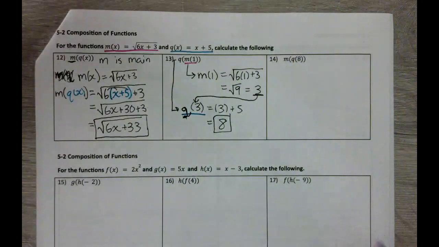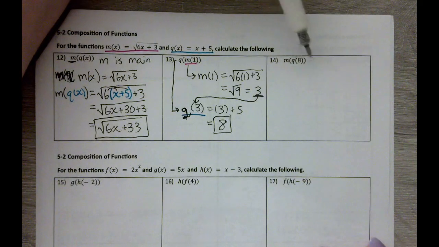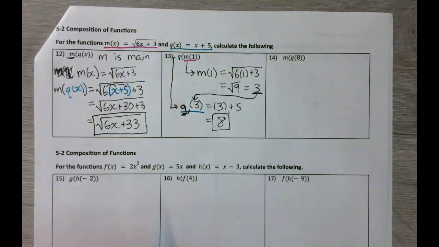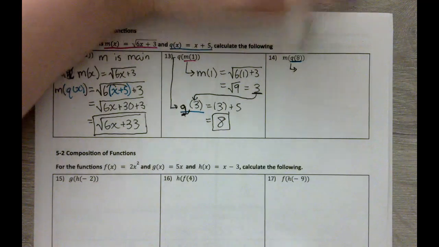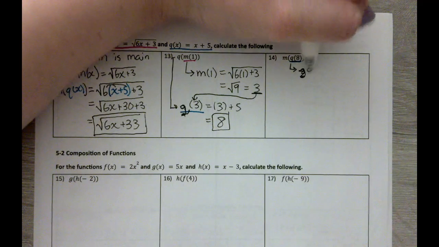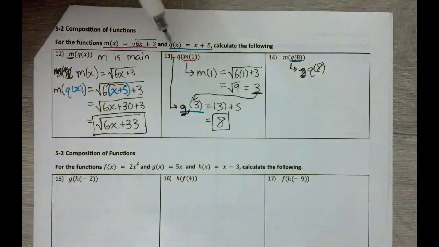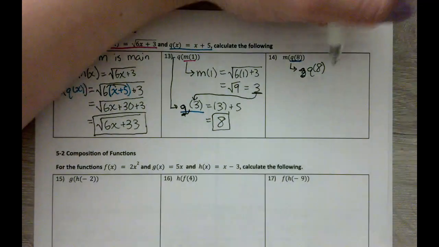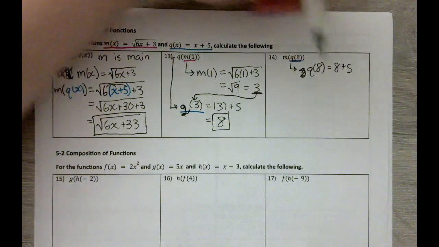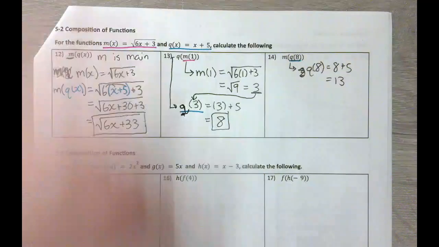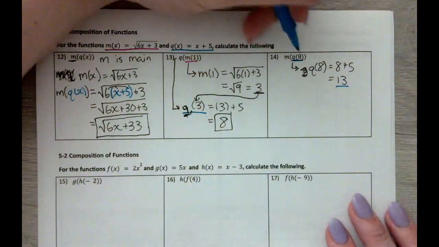Let's do that one more time. This time we are starting with Q. We're going to find the Q of 8 and then we'll put that into M. So this time I'm starting with the blue function. So we have Q of 8. And then our function is x plus 5, so we're going to put 8 in for x. So 8 plus 5. 8 plus 5 is 13. So now we know the blue part here is 13.